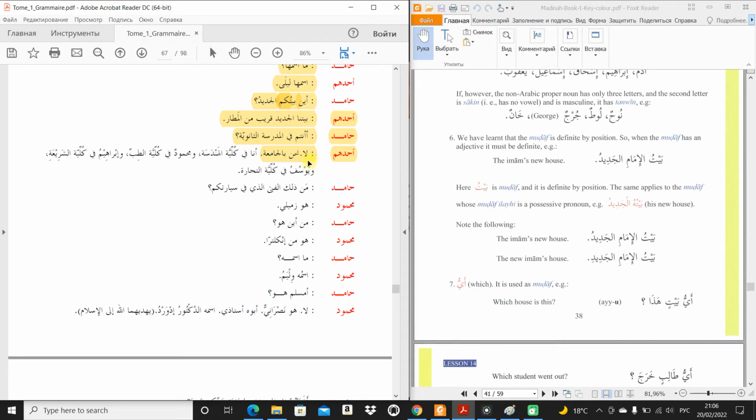And they say, لا نحن بالجامعة. No, we are at the university. So they're studying in the university. أنا في كلية الهندسة. I am at the faculty of engineering. هندسة, engineering. ومحمد في كلية الطب.